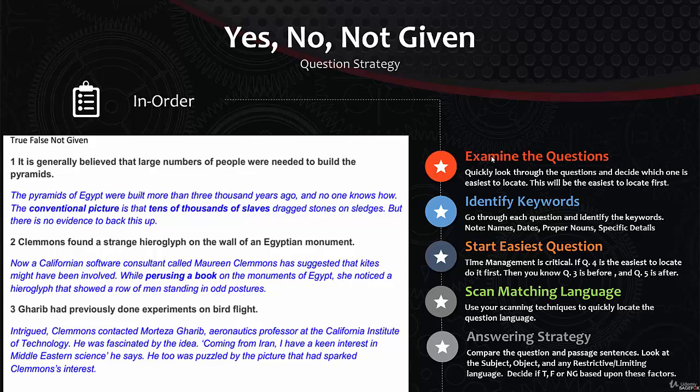For the second one, it says Clemens found a strange hieroglyph on the wall of an Egyptian monument. The passage says a California software consultant named Maureen Clemens has suggested that kites might have been involved. While perusing a book on the monuments of Egypt, she noticed a hieroglyph that showed a row of men standing in odd postures. This is an example of false because something has been changed between the question and the passage. The question says she saw the hieroglyph on the wall of an Egyptian monument. The passage says she saw this while perusing a book. That is something that has been changed or different. That's when something is false.